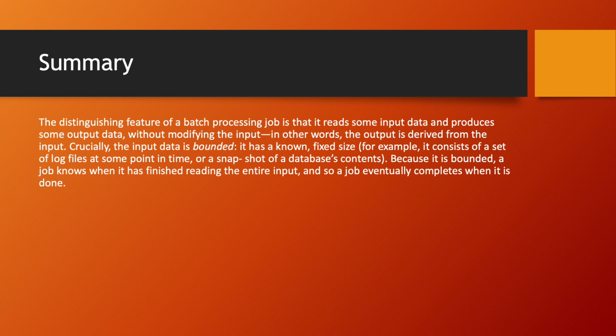The distinguishing feature of a batch processing job is that it reads some input data and produces some output data without modifying the input. In other words, the output is derived from the input. Crucially, the input data is bounded. It has a known fixed size. For example, it consists of a set of log files at some point in time or a snapshot of database contents. Because it is bounded, a job knows when it has finished reading the entire input, so a job eventually completes when it is done.